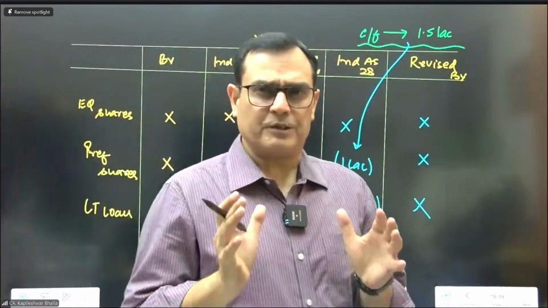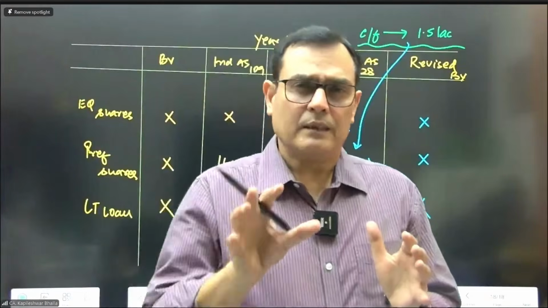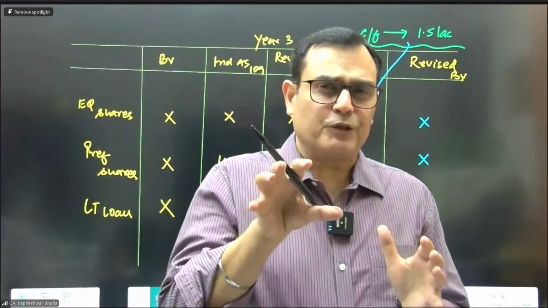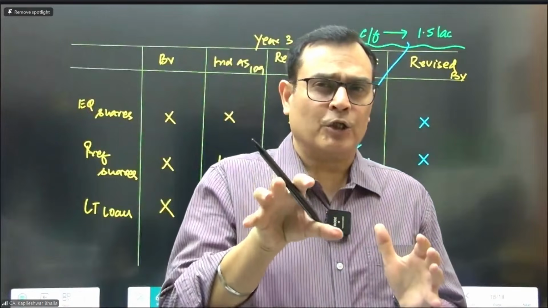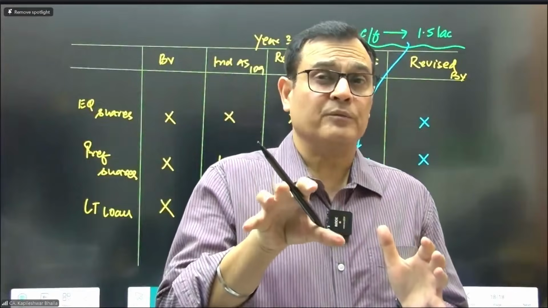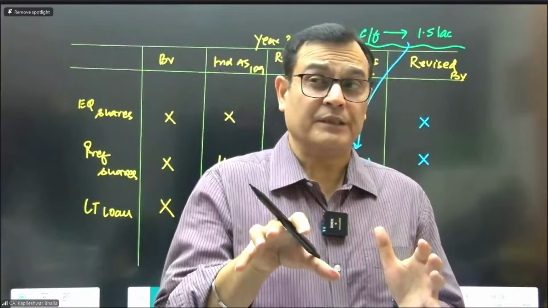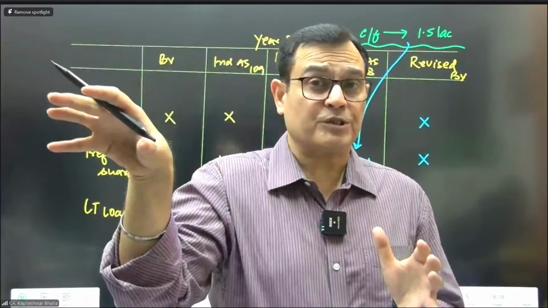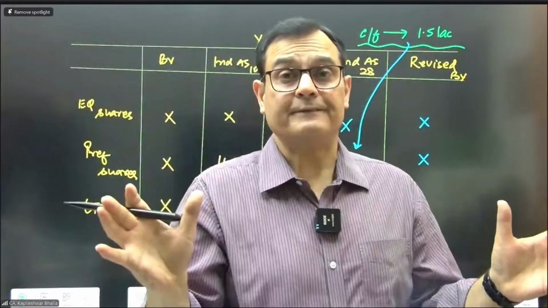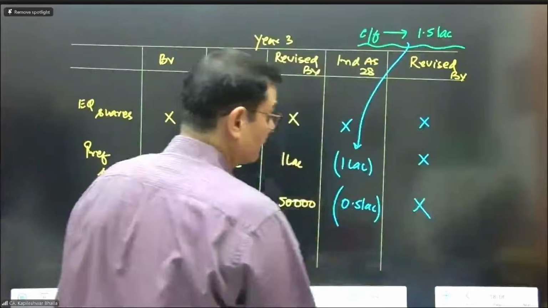So the crucial step is always to see that if there is an interference of Index 109, the losses of the previous year need to be reversed. And then you need to see that if there are any carry forward losses in a given year, they can be merged with the losses of the current year and then allocated. Now let's go to year number 4.